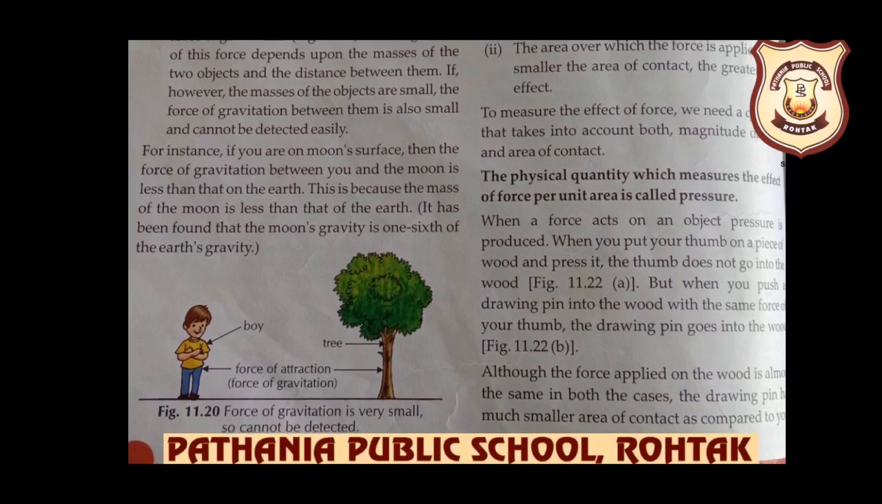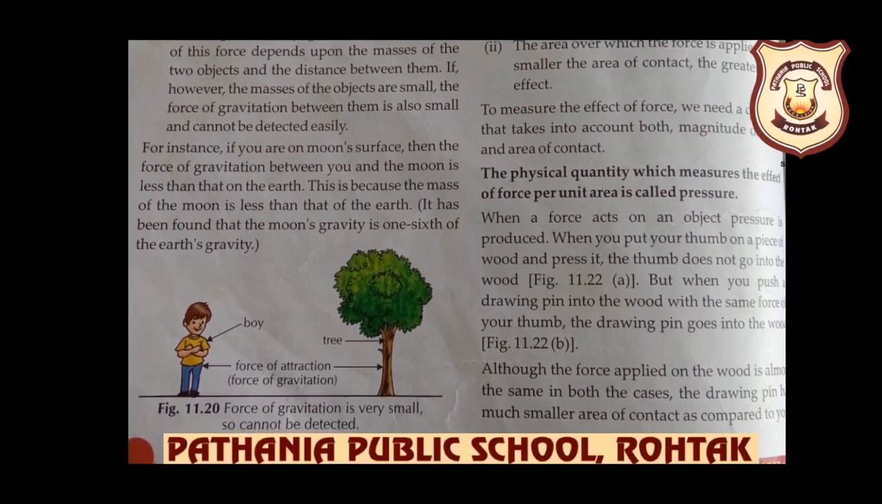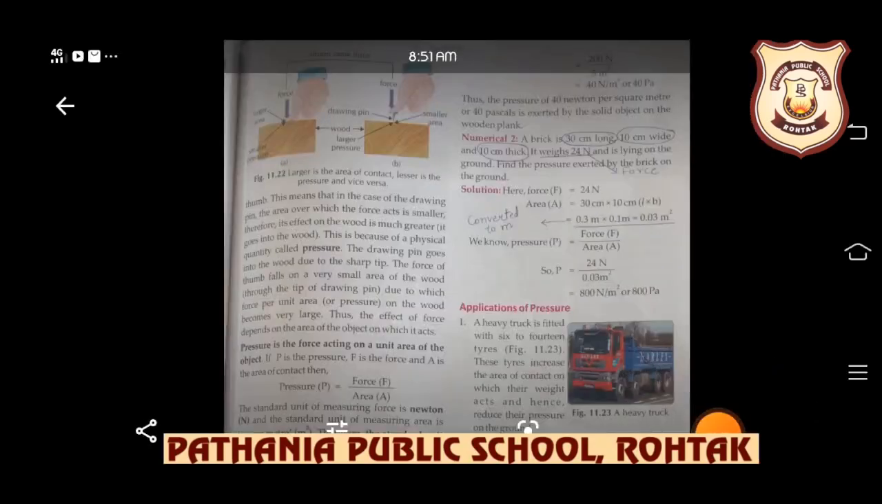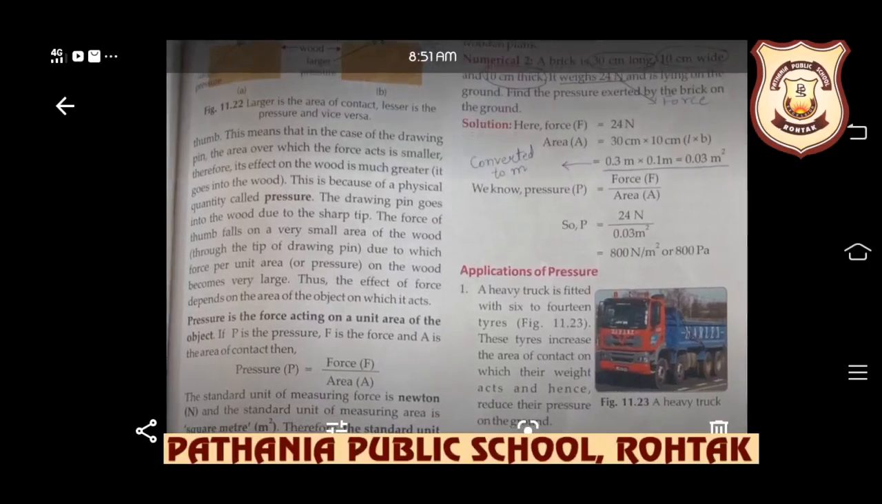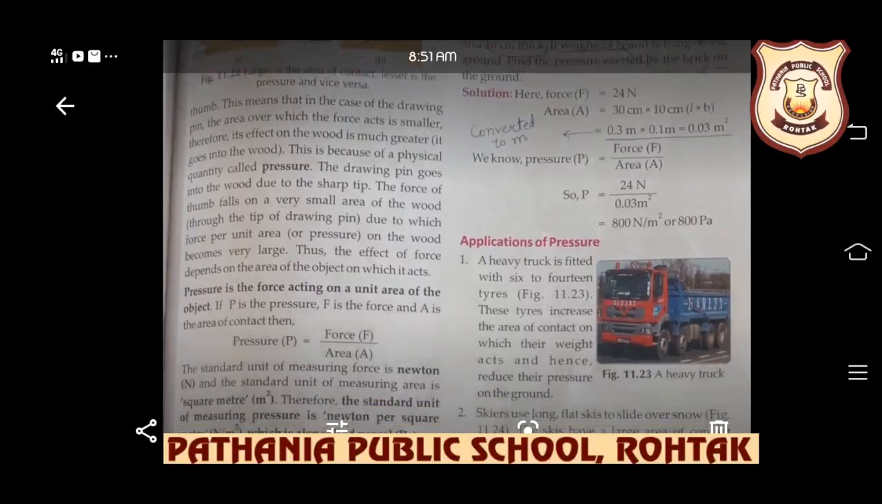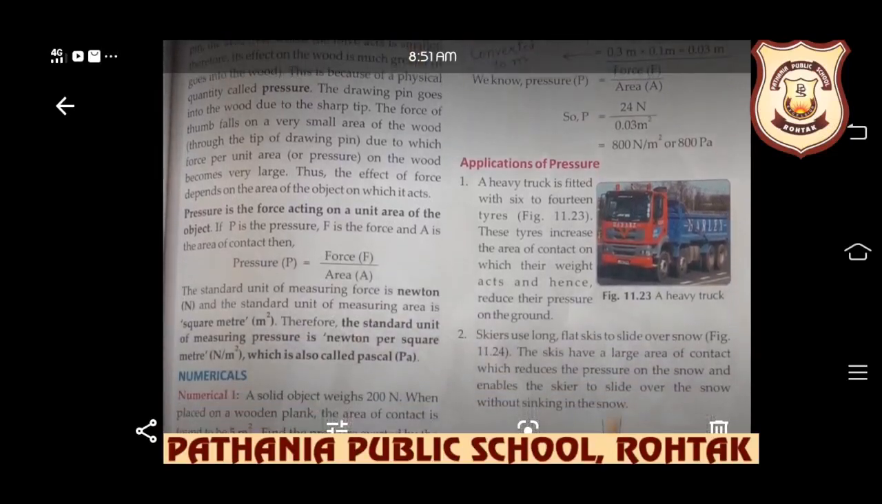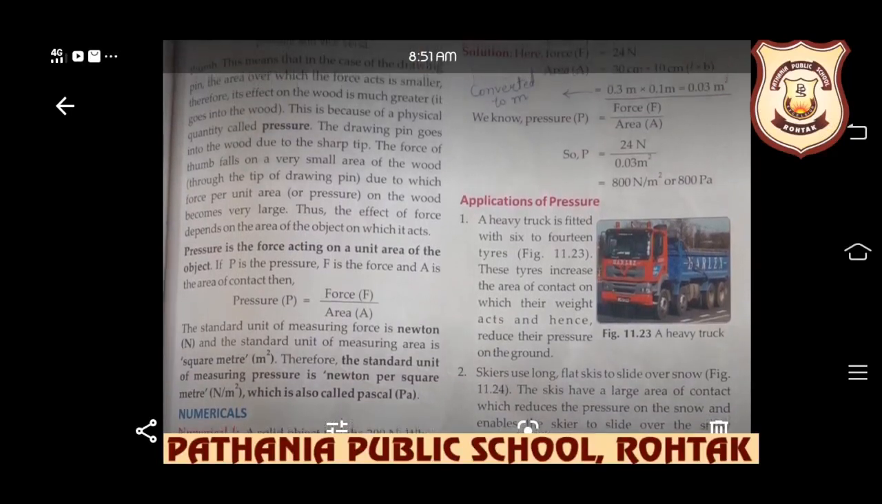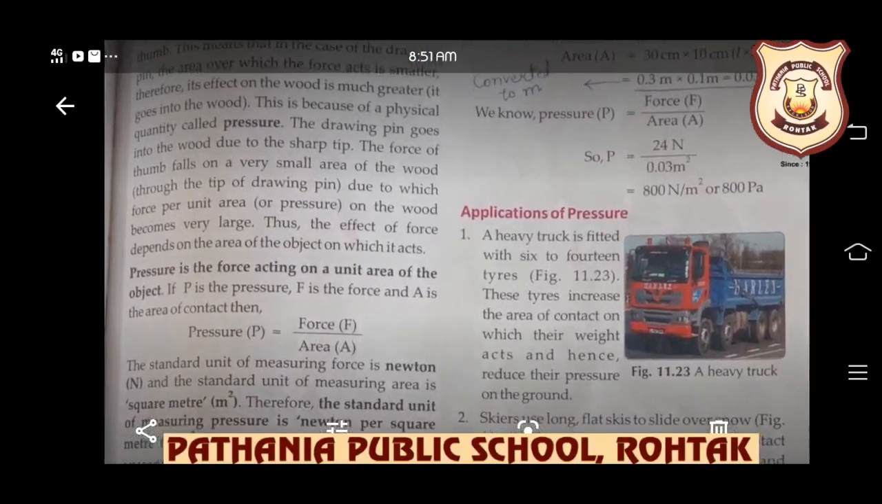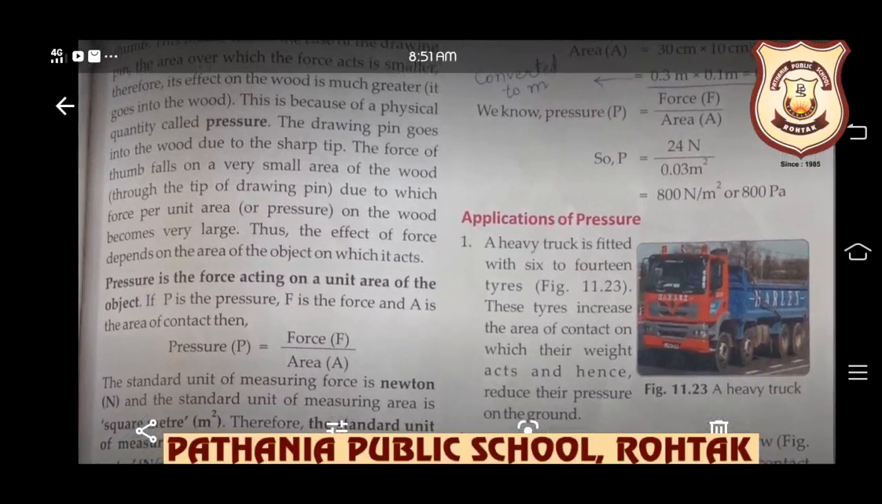When a force acts on an object, pressure is produced. It can be explained when you put a thumb on a piece of wood and press it, the thumb does not go into it. But when you push a drawing pin or an iron nail into it with the same force, the drawing pin goes into the wood. Although the force applied is almost the same, the area is different.